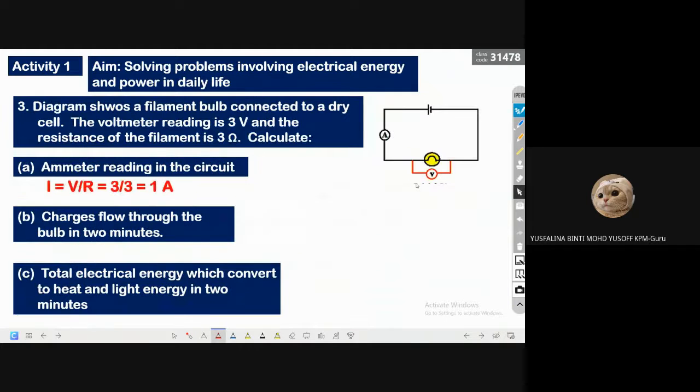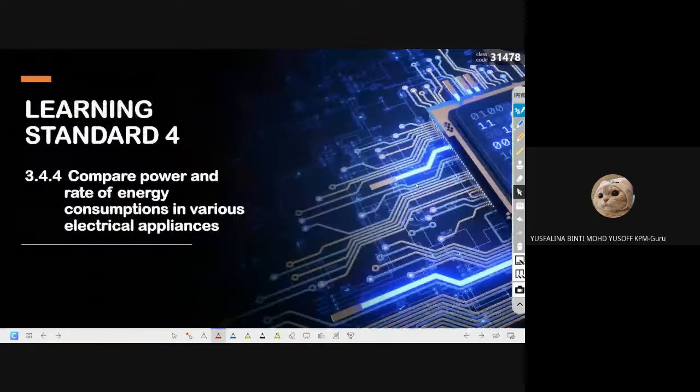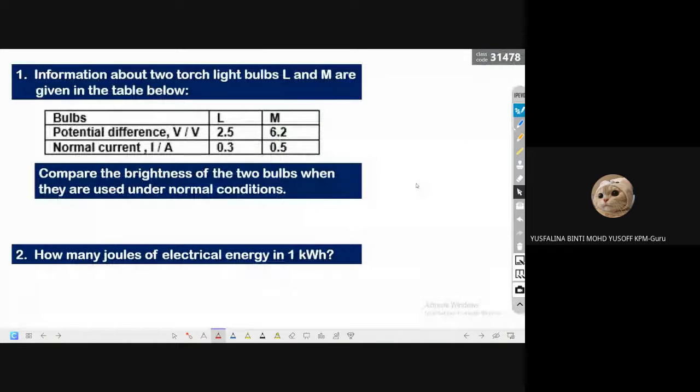Okay, so this one I want to compare power. Information about the torchlight light bulbs L and M are given in the table below. Compare the brightness of the two bulbs when they are used under normal conditions. So what is the comparison? How do you know which one is brighter? You see the current. If the current is higher, it means the bulb will be brighter. So the brightness of the bulbs must depend on the current.